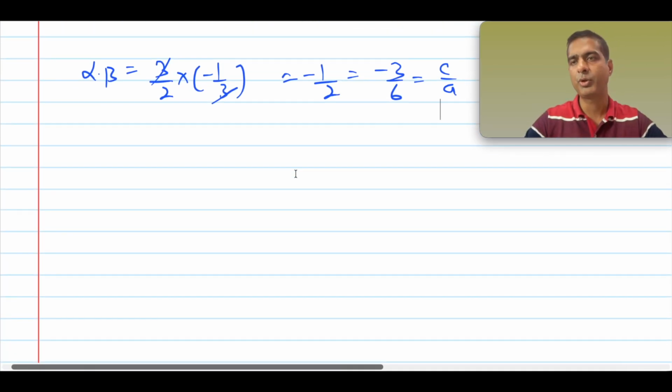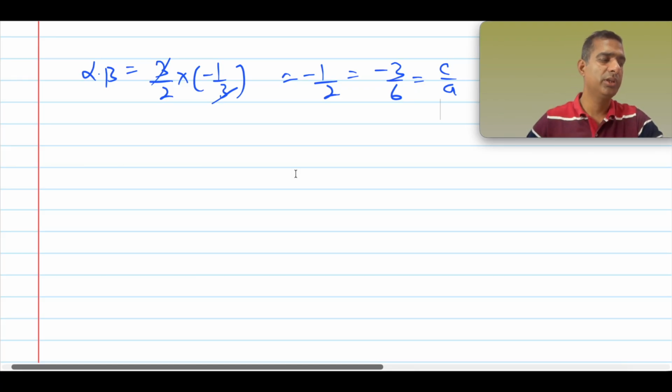So in this question, the quadratic equation was not in the standard form. So first of all, we wrote that in the standard form so that it will be easier for us. So students, I took this question just to make a point that whenever the polynomial is not given in the standard form, first of all, write that in the standard form.